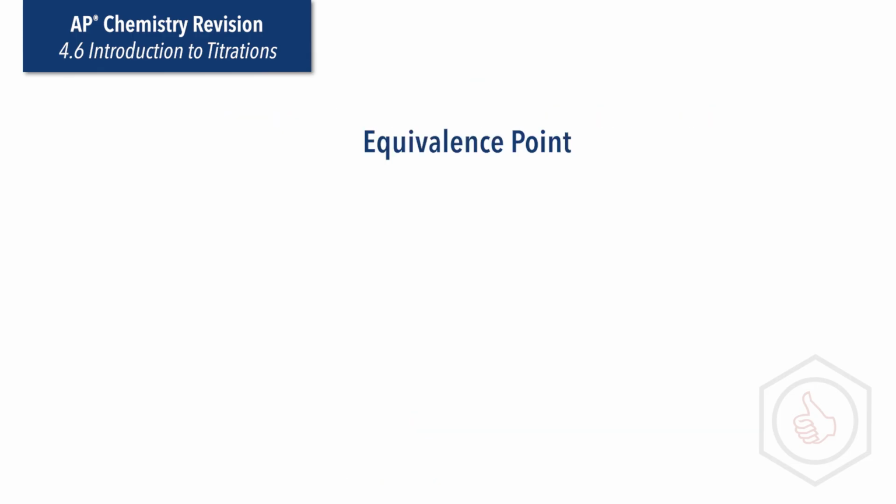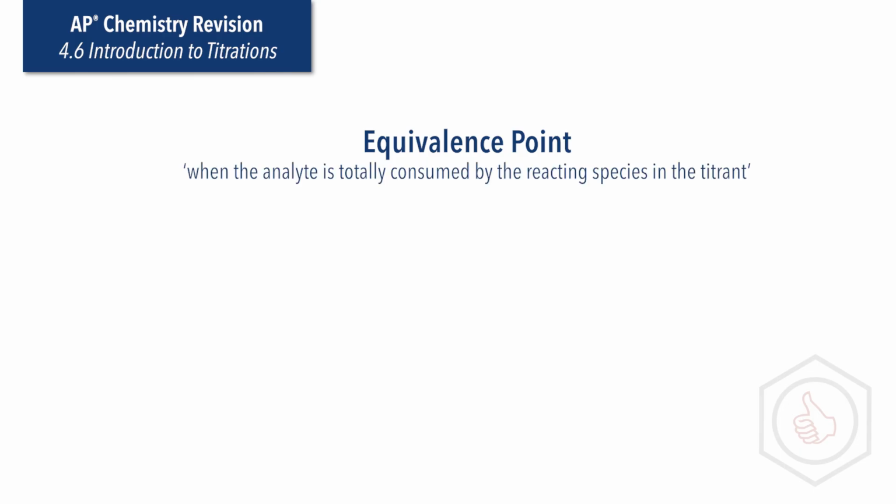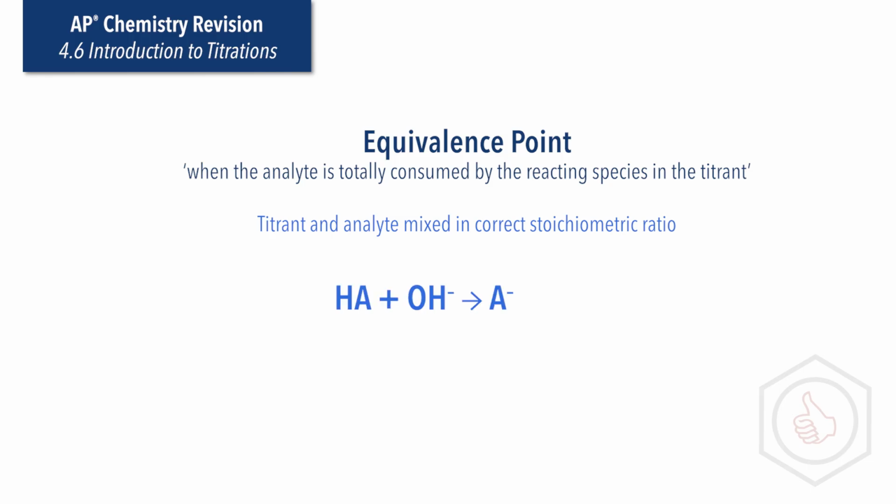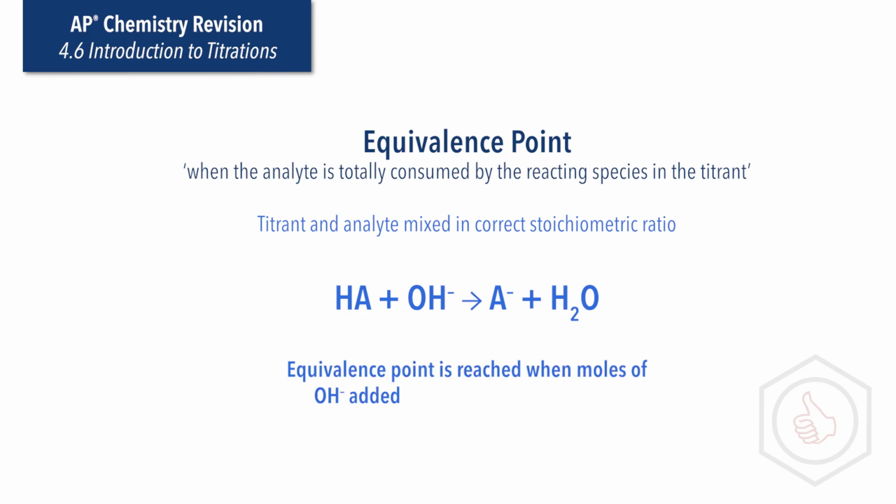The equivalence point in a titration occurs when the amount of titrant added exactly reacts with all of the analyte present at the start. The moles of titrant and analyte have been mixed in the correct stoichiometric ratio shown with the balanced reaction equation. For example, a simple 1-to-1 ratio for an acid-base reaction is HA plus OH minus goes to form A minus plus H2O. The equivalence point is reached here when the moles of OH minus added equals the moles of HA in the starting solution.